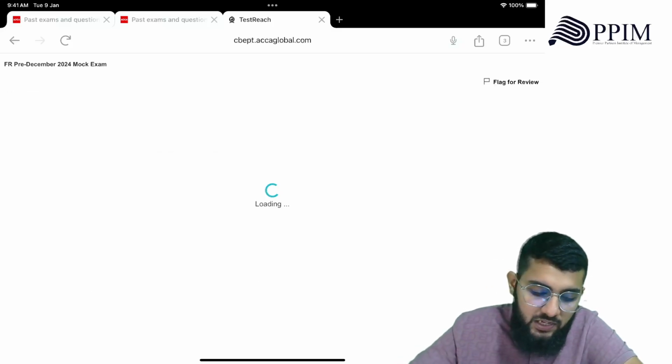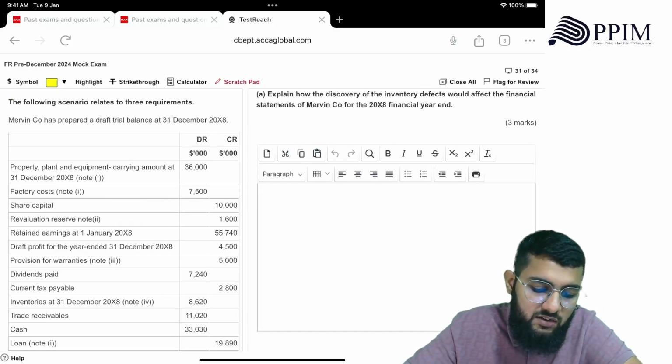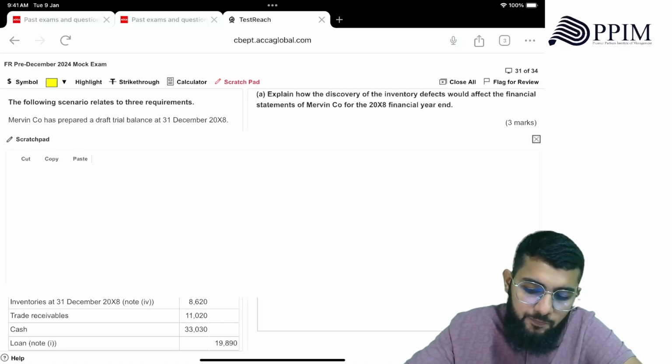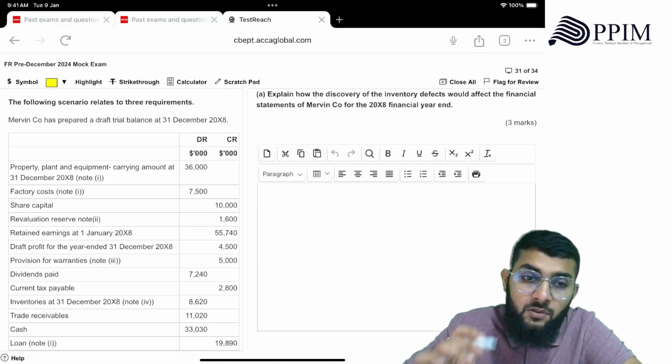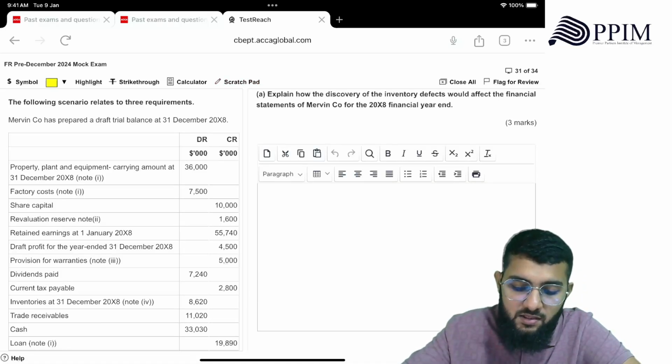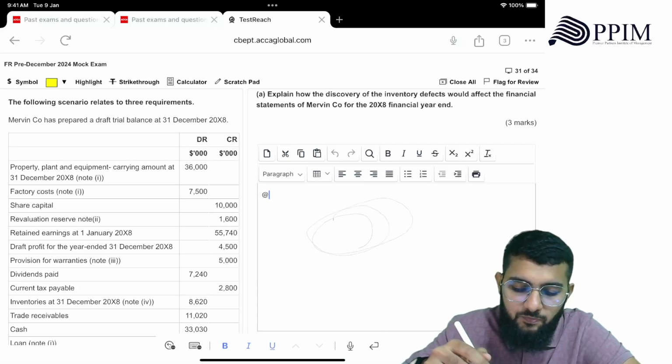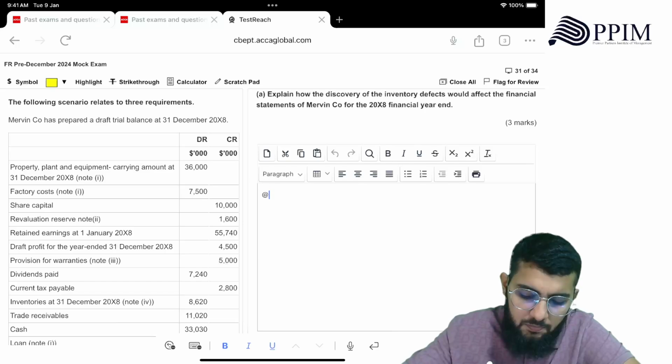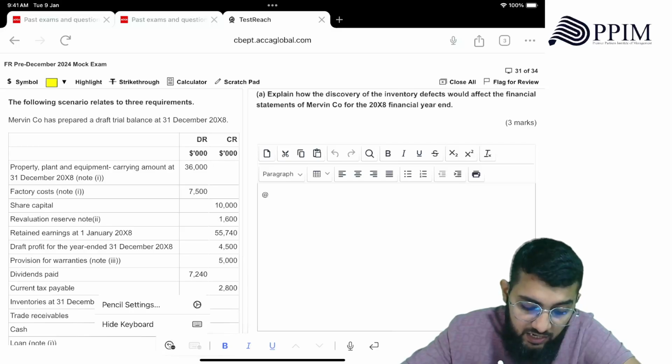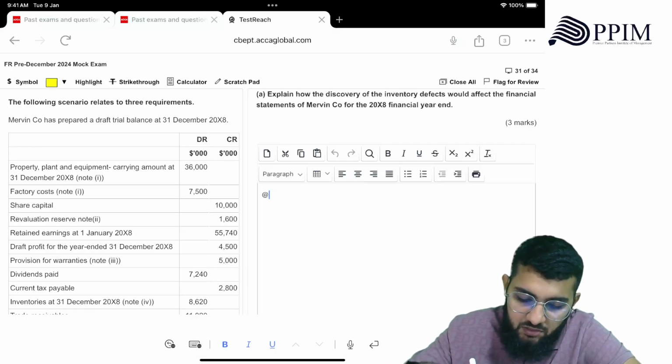Now workings, please don't do the workings on the scratch pad or notepad or whatever. Don't do the workings there. Directly do the workings in this platform itself. This part is where the working needs to be done. Please don't do the working in the areas that are not submitted. Do the workings in the areas that are going to be submitted, which is this area.